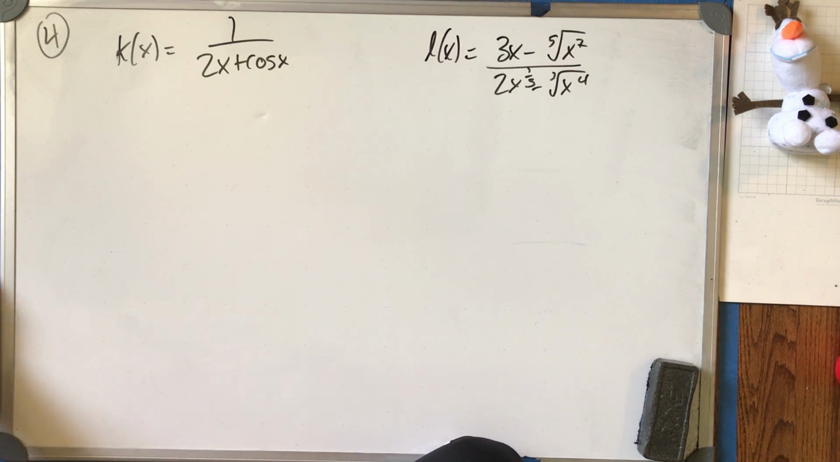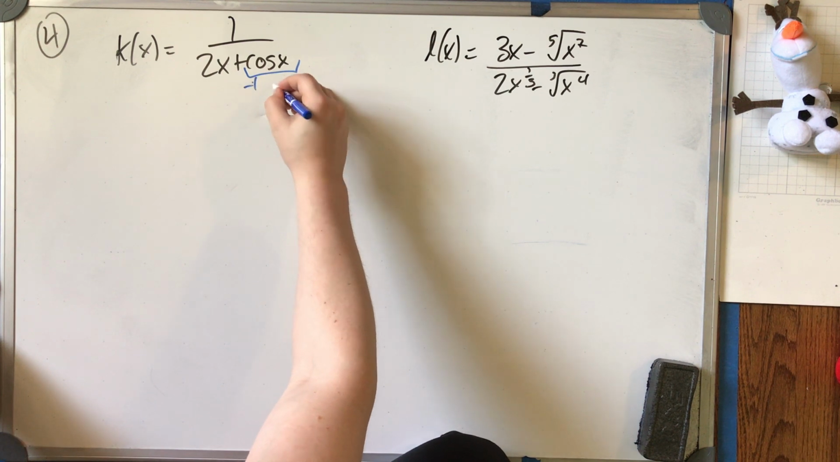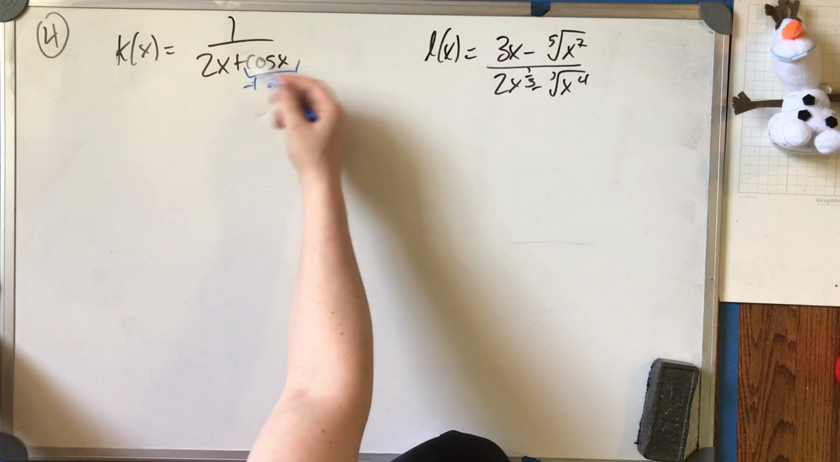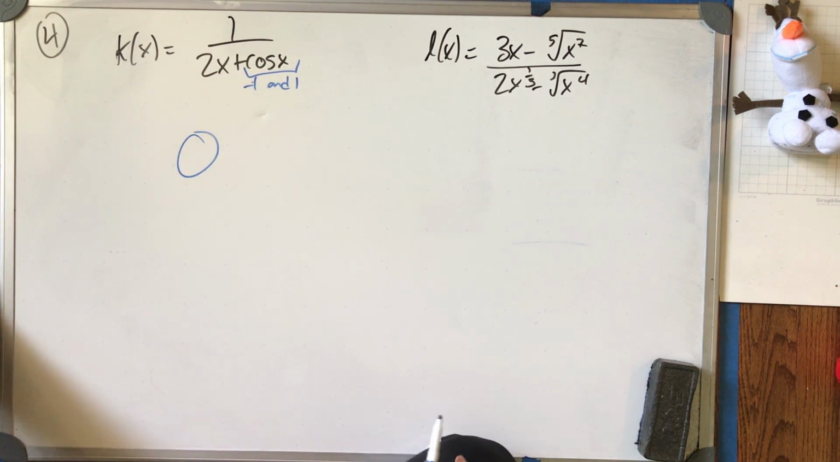For letter K, let's think about this. So this is always going to be between -1 and 1, so we can basically ignore it. So we're going to have 1 over 2 to the infinite power no matter which way we go. So both of them are going to be 0.